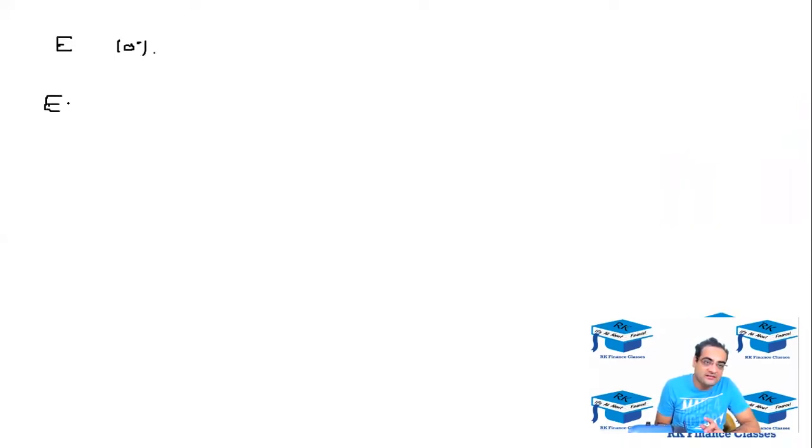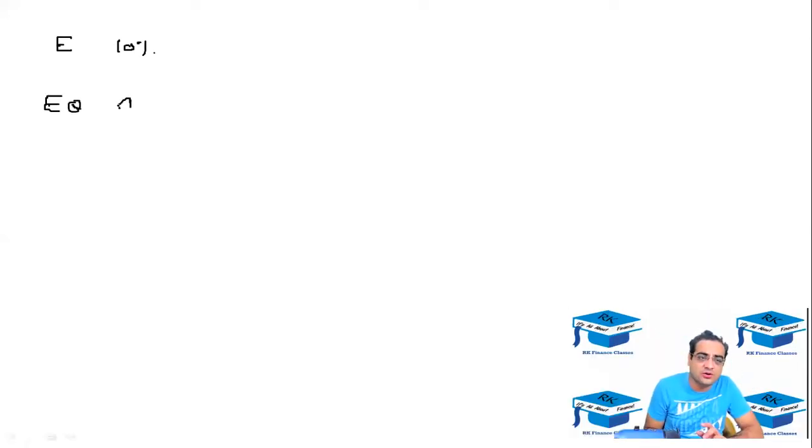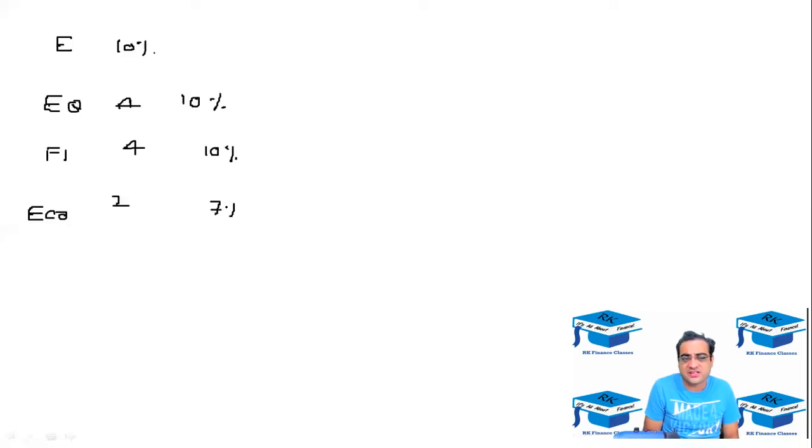Ethics, 10% weightage, same syllabus as what you had in level 1 and level 2. Equity, different syllabus compared to level 1 and level 2, around 4 chapters with a weightage of 10%. Fixed income, a little difficult, 4 chapters with a weightage of around 10%. Economics, 2 chapters, around 7% weightage in general. Derivative investment, 3 chapters, around 10% weightage. And alternative investments, 2 chapters with a total weightage of around 5%.